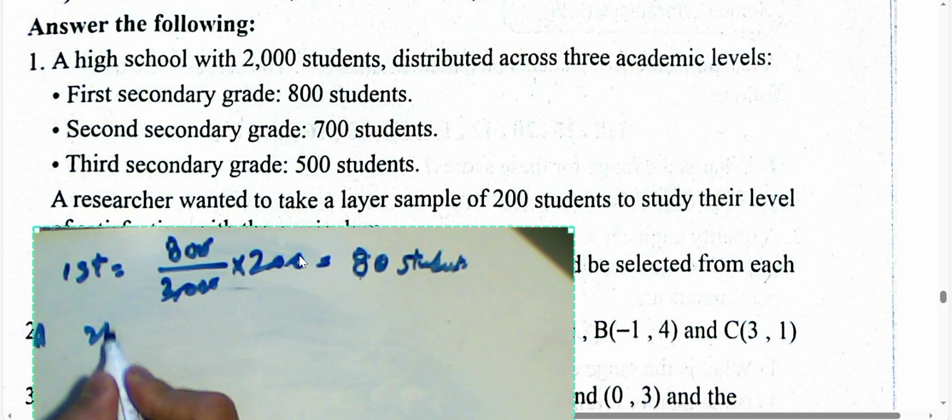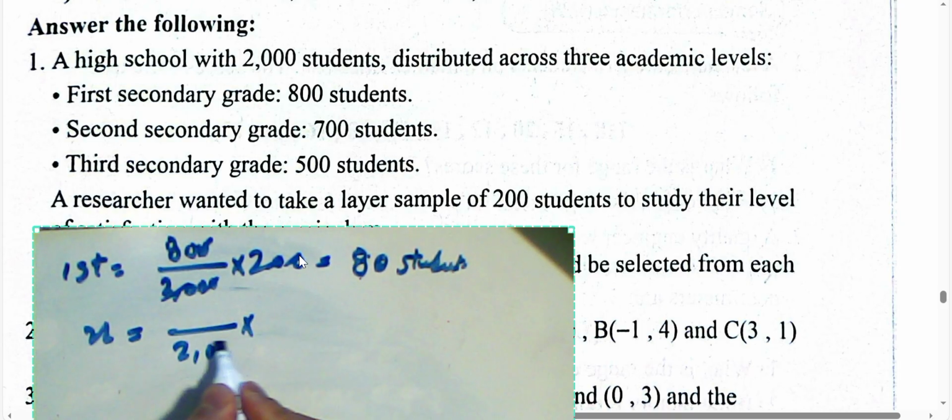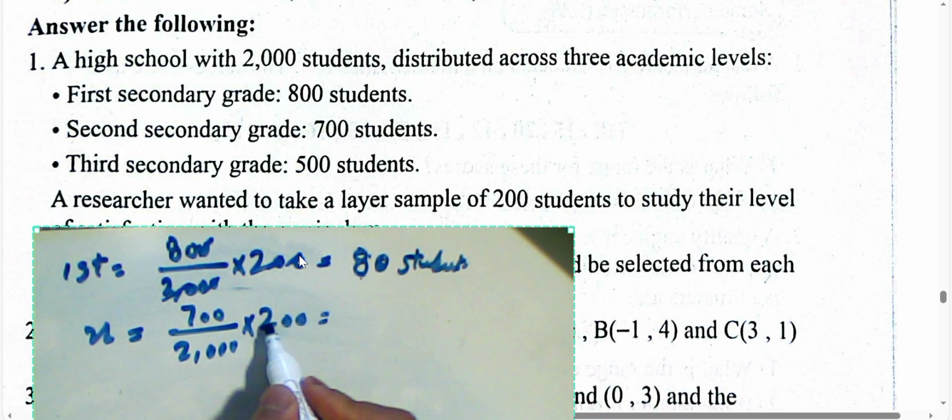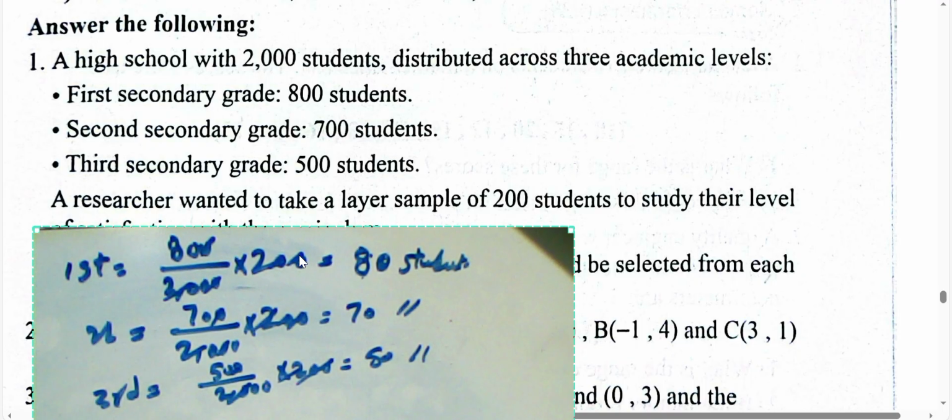And second, we find the second grade: 700 over 2000 times 200. We simplify this together, and the result will be 70 students. And third secondary grade: 500 over the total 2000 multiplied by 200. The result will be 50 students.